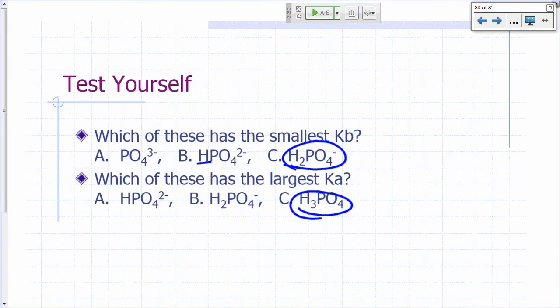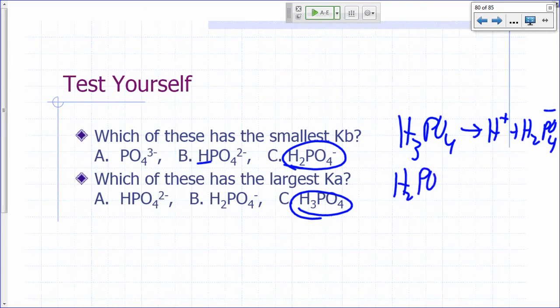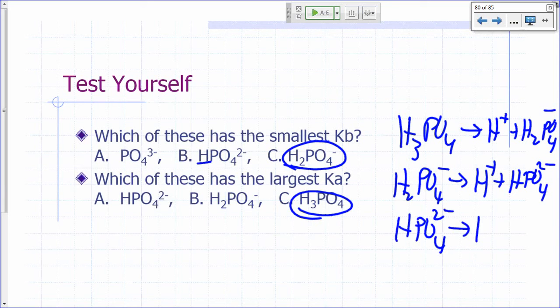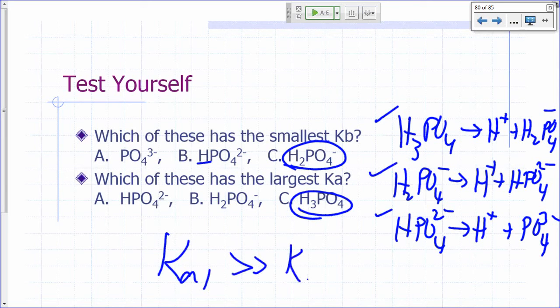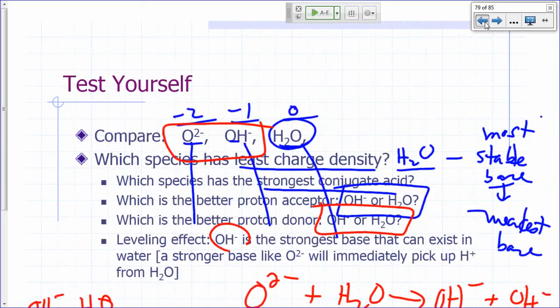That's why in the stepwise ionization, H3PO4 gives you H plus and H2PO4 minus, and then H2PO4 minus gives you H plus and HPO4 2 minus, and HPO4 2 minus gives you H plus and phosphate. What are the Ka's for this? Ka1, Ka2, and Ka3. Generally, Ka1 is typically much larger than Ka2, much larger than Ka3. I think I gave you numbers for phosphate pKa's earlier.